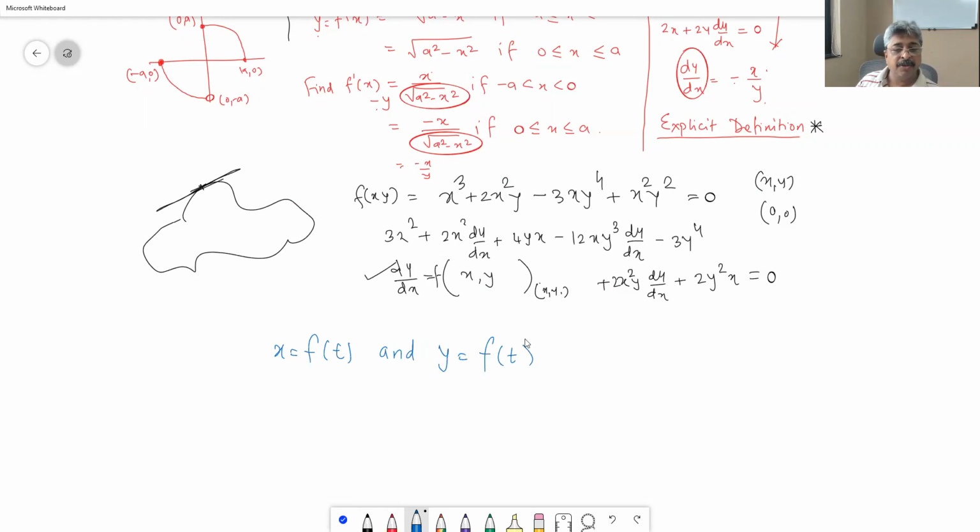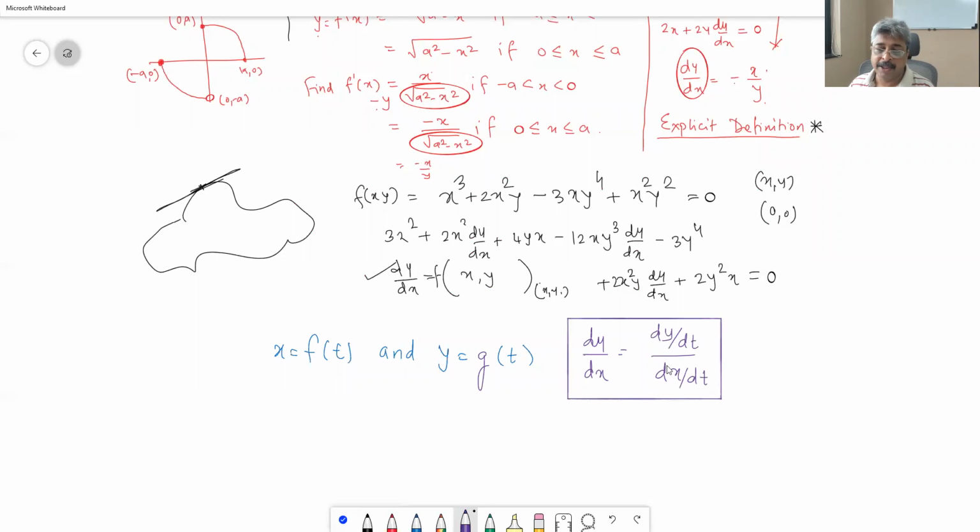Both are defined, y is defined in terms of t and x is defined in terms of t. Then, or maybe you can use another letter for y. We say dy by dx is equal to dy by dt divided by dx by dt. That is what is in use. And practically, if we consider these as ratios, it will be true, but they are not ratios, they are operators. But then finally the result comes true.